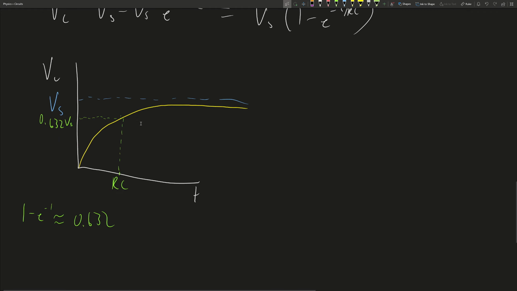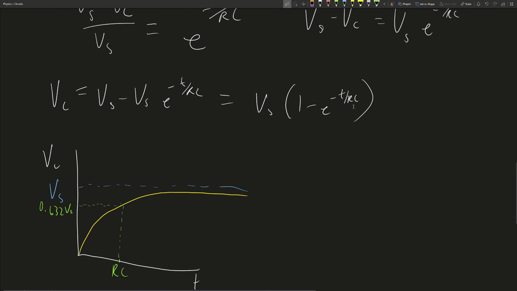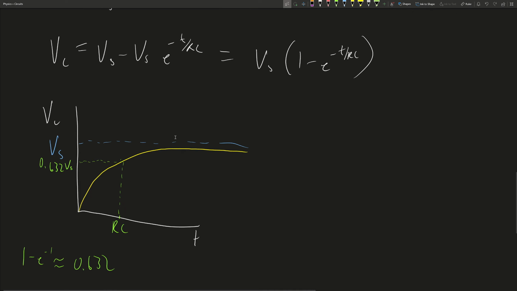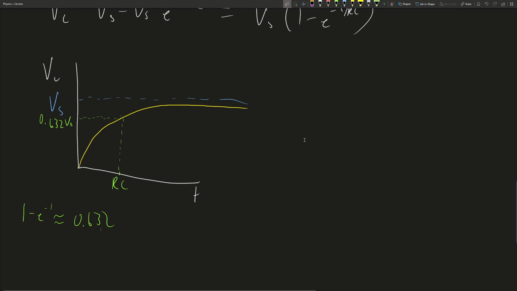And from this, we can also see that the limit of this function is Vs as t approaches infinity, but that means that the capacitor voltage ideally will never actually reach the source voltage. It only gets closer and closer. But in real life, after 4 or 5 time constants, it gets to close to 99% or past 99% of Vs, and that's close enough to call the capacitor fully charged.